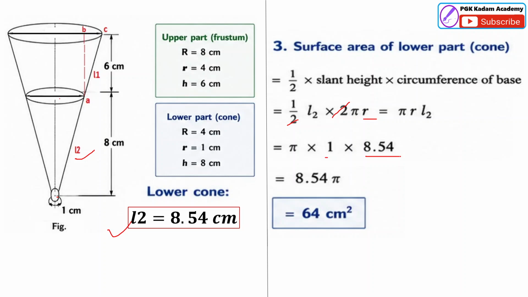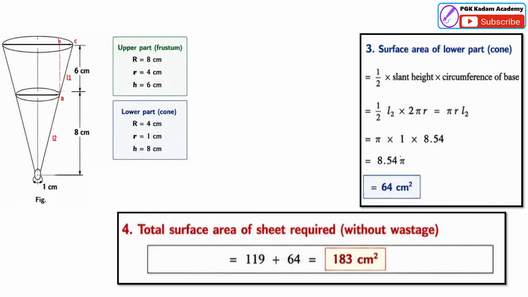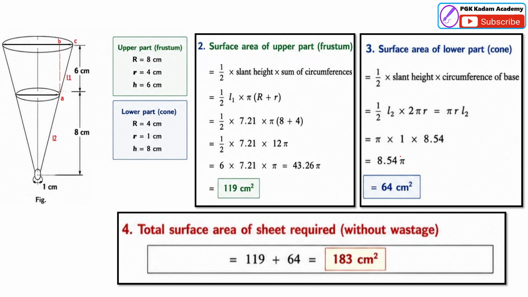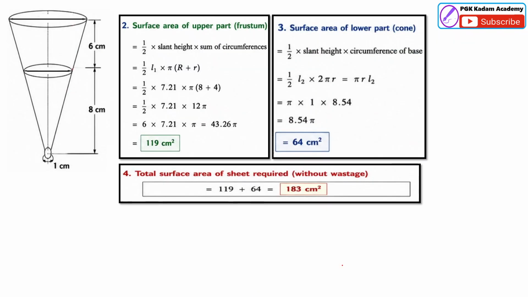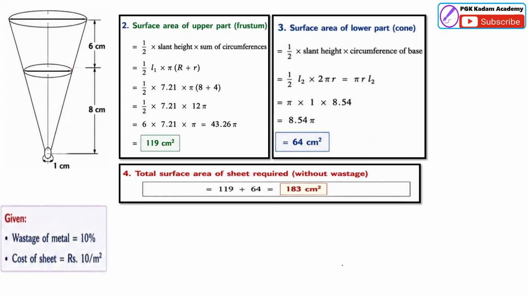Already we have calculated the upper part. Total surface area of sheet required without wastage is 183 square centimeters. Now we are calculating with the 183 square.